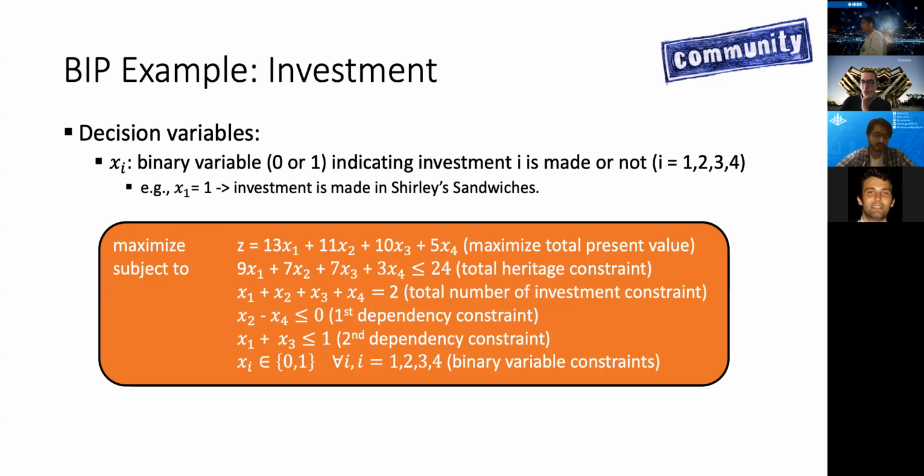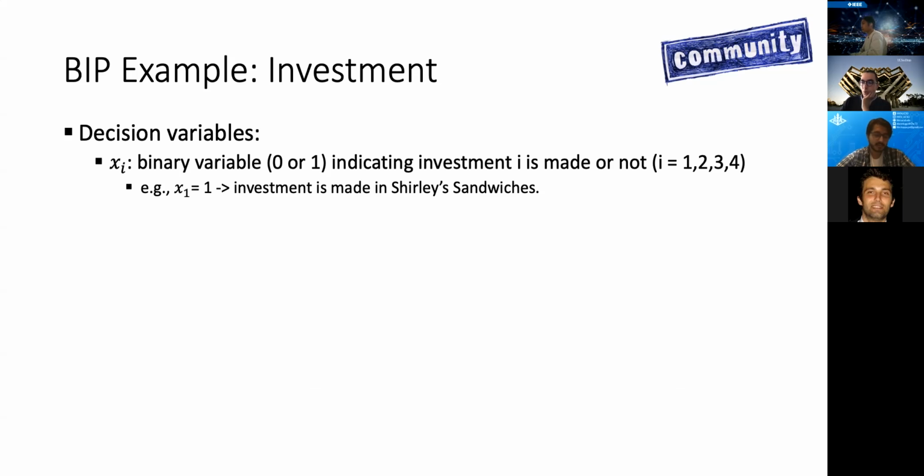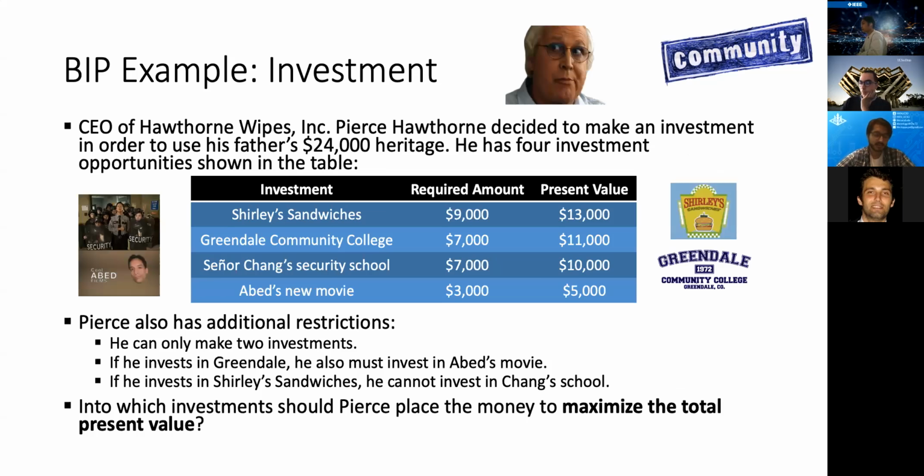So the objective, maximization of what? Total present value. So this is given here. Maximize the total present value. Here is given: 13 times x1, 11 times x2, 10 times x3, 5 times x4, and let's sum them up.